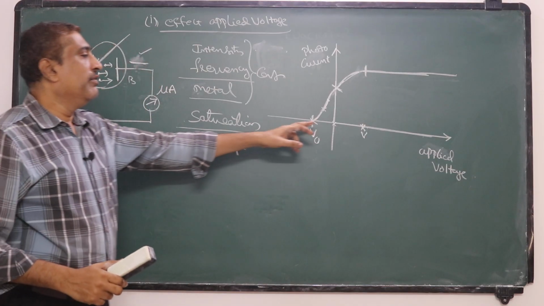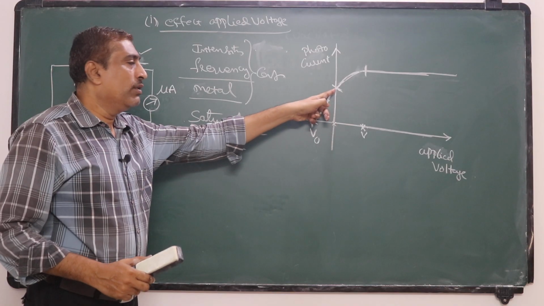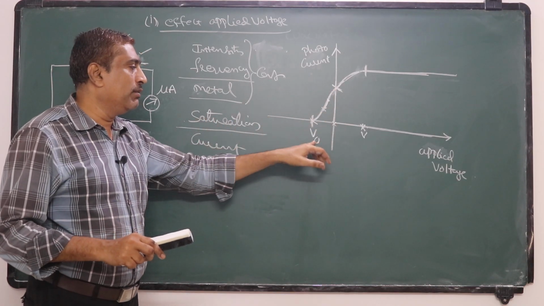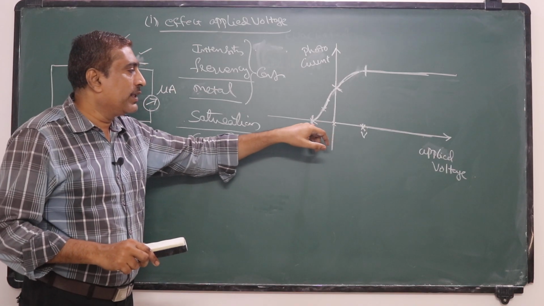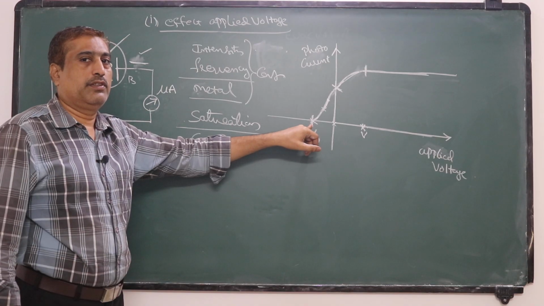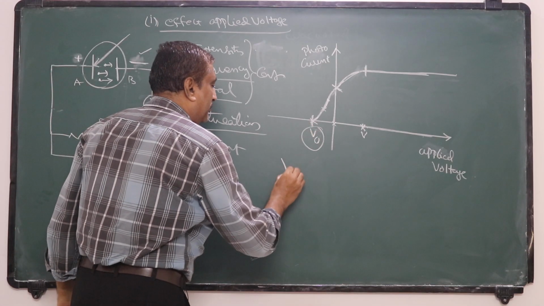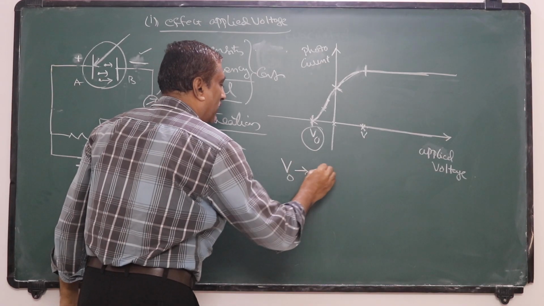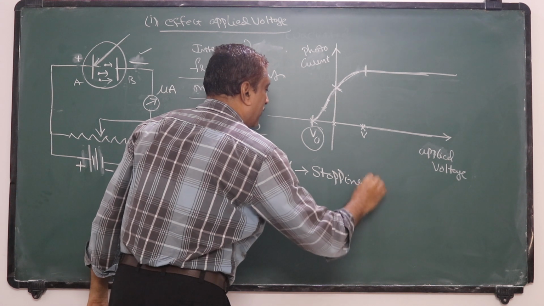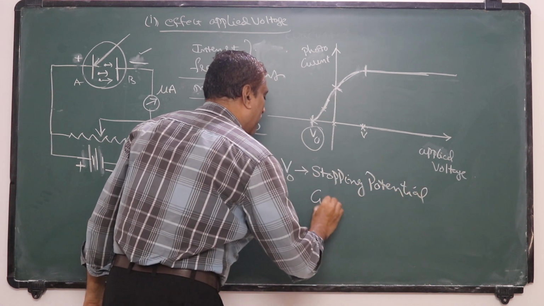That means when we reverse the polarities, the current won't fall to 0 immediately, but on slowly increasing the negative potential, at a particular potential value the current becomes 0. And this potential, V0, is called stopping potential, or cutoff potential.